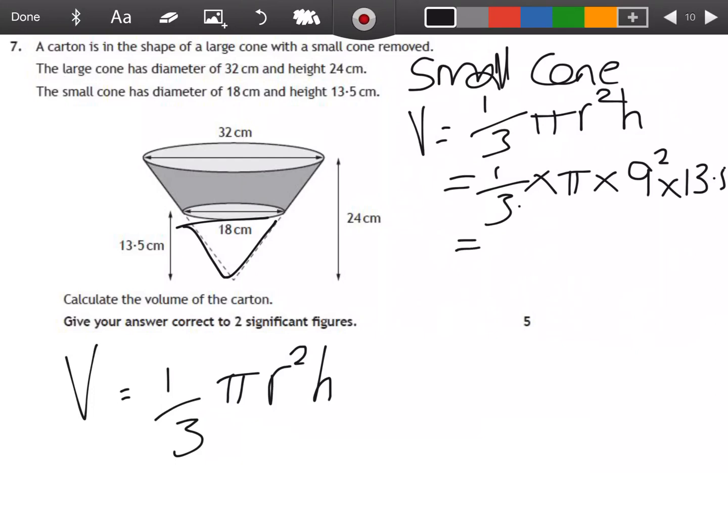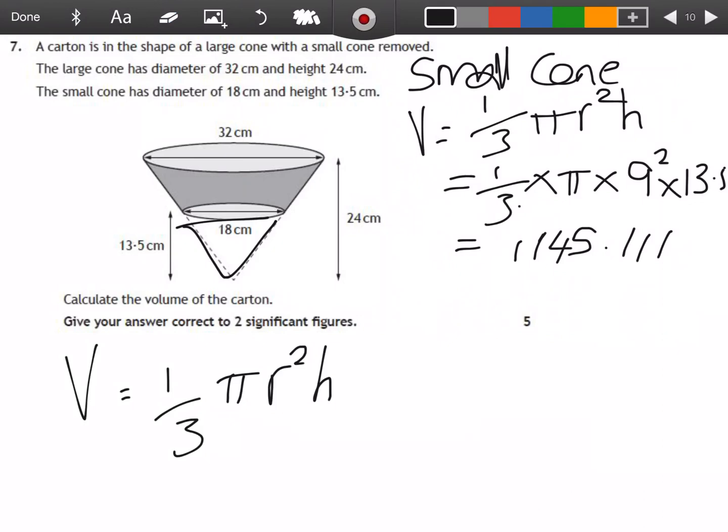1 divided by 3 times pi times 9 squared times 13.5. I get 1.145. Please don't round it or anything yet. I know it says round to 2 significant figures. That is your answer at the end, not just now. Okay? 1.145? Oh, it's 1,145. Just ignore me. 1,145.111, we'll say. Okay, that's the small cone.